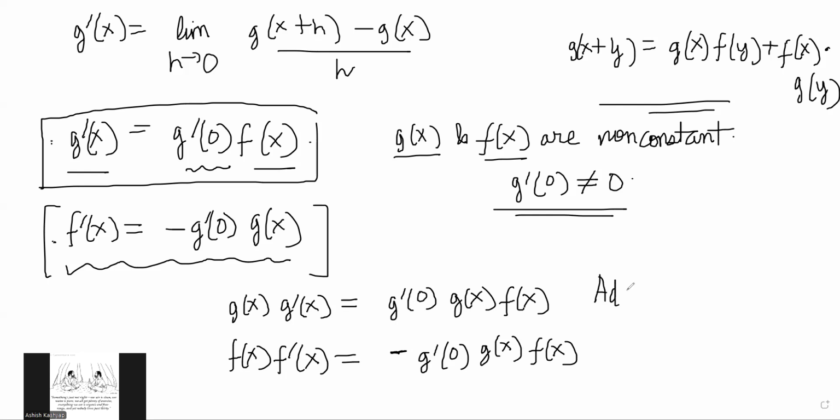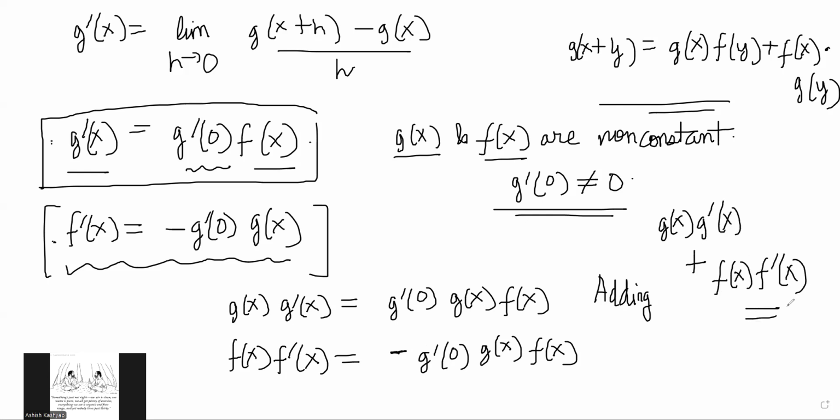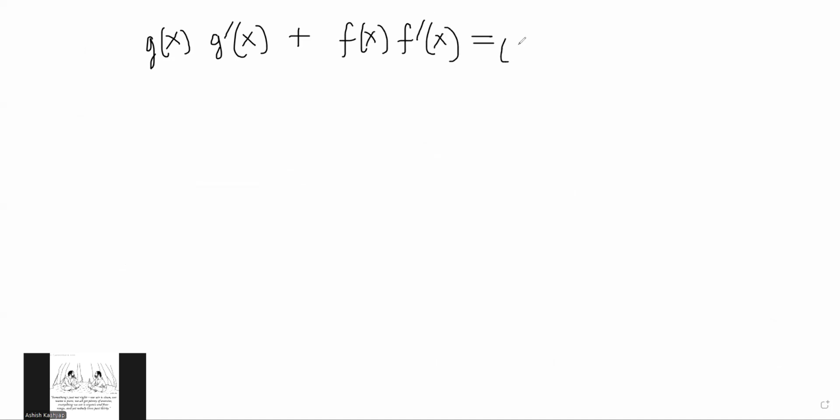So adding these two, we get this nice result: g x, g dash x plus f x, f dash x is equal to 0. This is the result that we are getting now. So let's see what is the conclusion from here. g x, g dash x plus f x, f dash x is equal to 0. And now if I multiply by 2 on both sides, it doesn't make a difference.